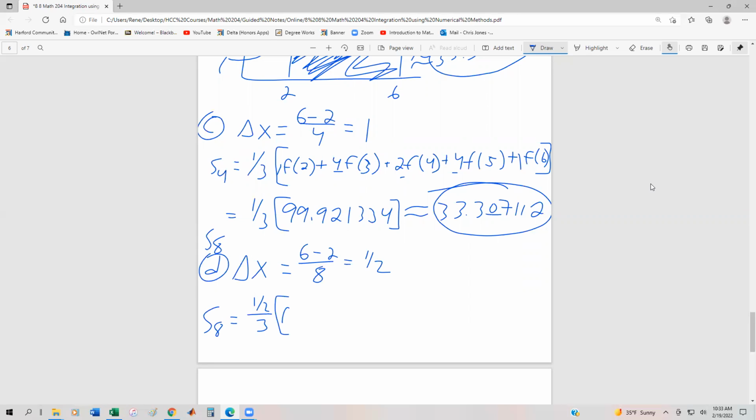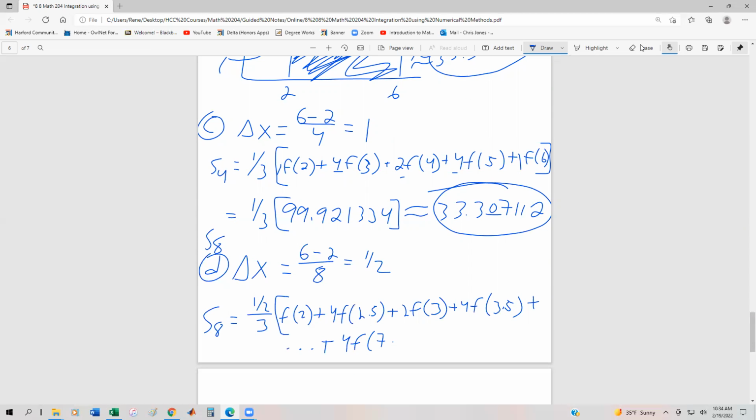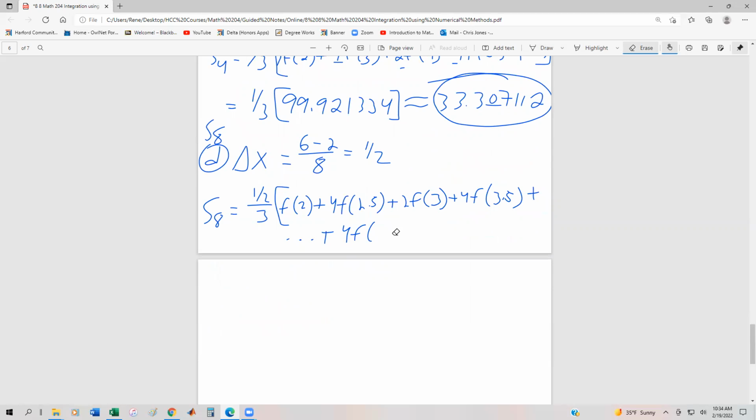And then we're going to have the function at 2. And then we're just going to keep adding a half each time. So 4 times the function at 2.5, plus 2 times the function at 3, plus 4 times the function at 3.5. And you're just going to keep doing this pattern until you get to 4 times the function at 5.5, since we're going up to 6. And then we have our function at 6.